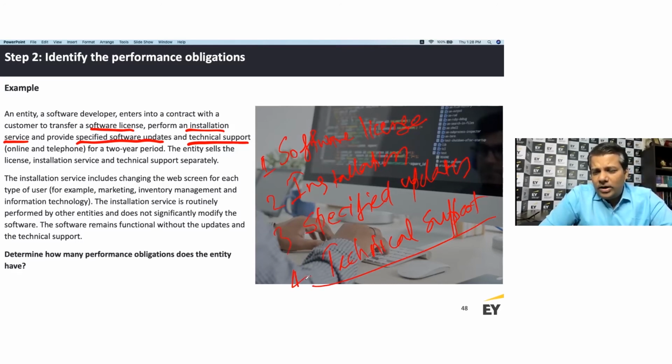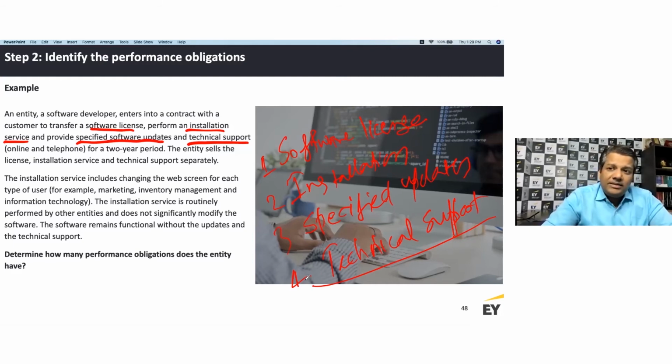And then again, when you look at the fact pattern, are they dependent upon each other? The answer to that is no. They are not dependent upon each other. Now, if I purchase this license, can I continue to operate it? The answer is yes. They are functional. Can I get this installation done by anybody else? Yes, you can get it done by anybody else. Does this require significant modification? No. There is no modification required which will alter the product itself. And then there are specified upgrades, then there is technical support.